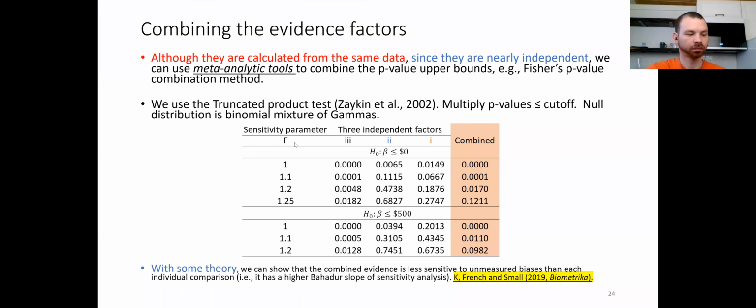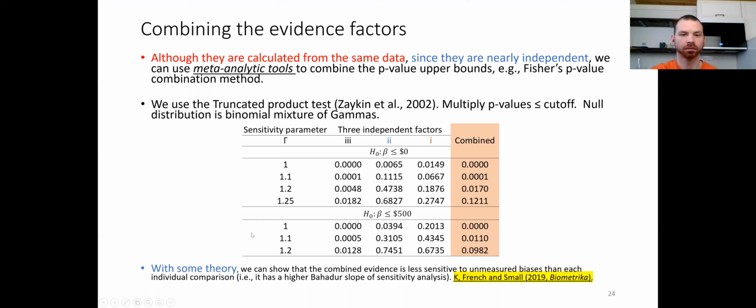In our analysis, we used a slightly generalized version of Fisher's p-value method, called the truncated product method, which focuses most on the smaller p-values. Rather than multiplying all the p-values, as Fisher's method does, it multiplies the p-values which are smaller than a cutoff. It has a null distribution which is a binomial mixture of gammas. It's a nice paper by Zaykin et al. in 2002, who prove this null distribution.